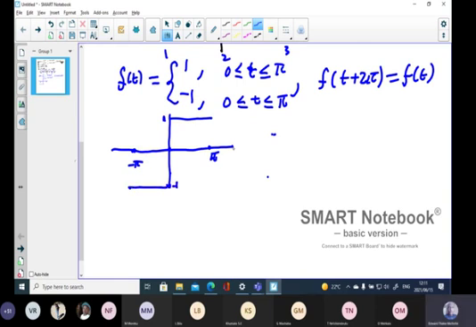Now this is y and this is x. Now we have to answer, is this an even function or an odd function? The correct answer is that it's an odd function. Okay, it is symmetrical about the origin.